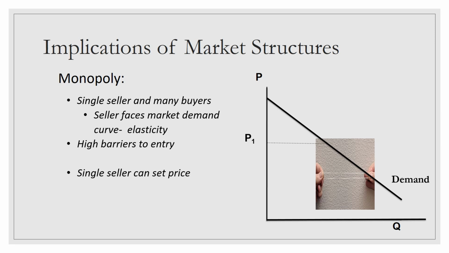Now, it's important to remember that when that single seller sets the price, they don't also get to set the quantity. The argument that monopolists can set any price they want is misplaced, because the monopolist can set any price they want, but at whatever price they set, they have to accept the quantity that the consumers would then choose to buy. That is, they face a market demand curve.